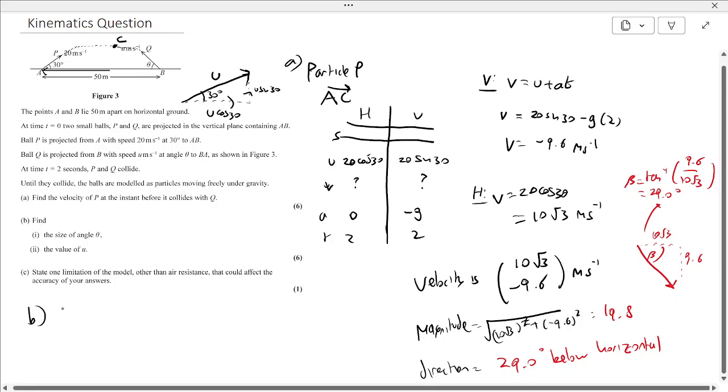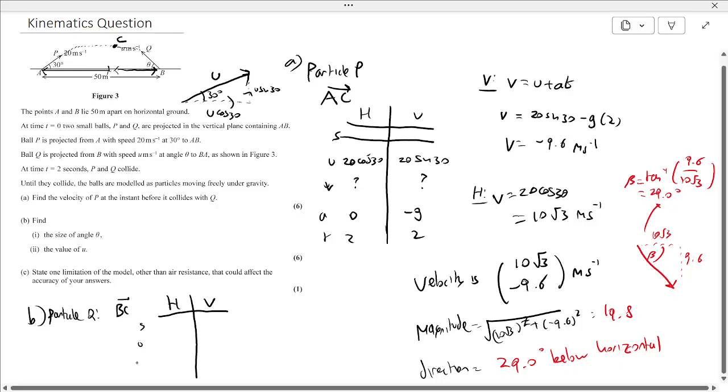So I'm going to need to do a suvat on particle Q. Again, from B to C seems sensible because all we really know is that it collides after 2 seconds. So you use the information you have, right? Horizontally and vertically. Now, we don't know a lot, right? We don't know how far horizontally it is from B to C.